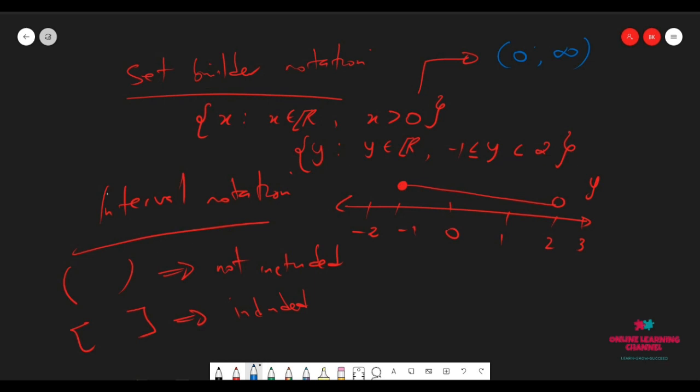If we were supposed to move this to interval notation, we would say that -1 is included, so we'll plug in a square bracket, and then 2 is not included, so that will be a curved bracket like that. So this represents all of this in set builder, in interval notation. So those are the notations that we need to understand.